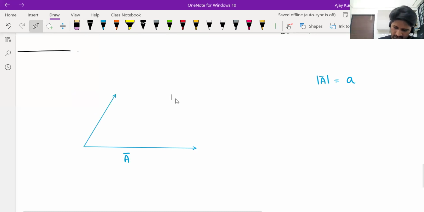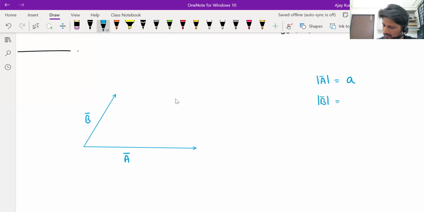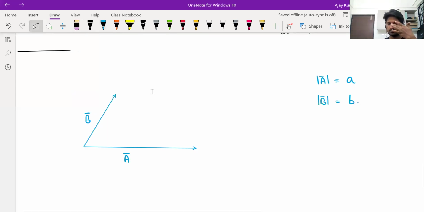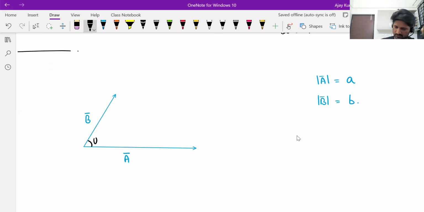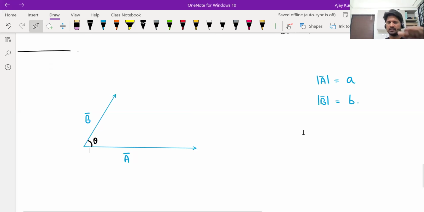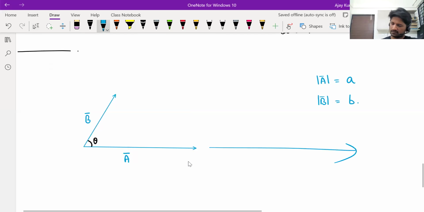Let's call this vector B and its magnitude small b. Now when two vectors are arranged this way with their tails at the same point, whatever angle they make is called the angle between the vectors. Theta is the angle between them. We'll discuss the angle between vectors in further detail, but for now, A is indicating this direction, B is indicating this direction, and the angle between those two directions is theta.